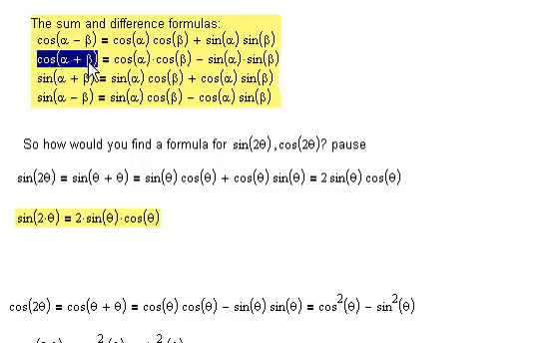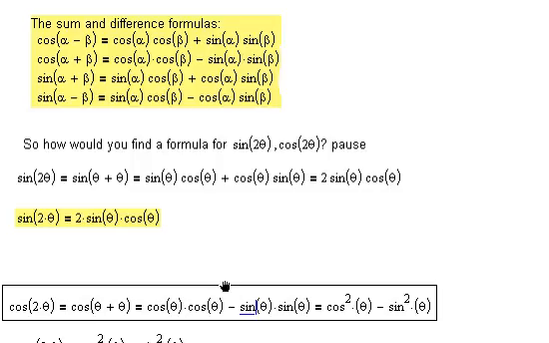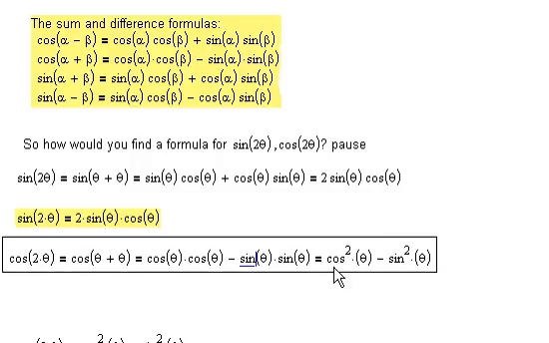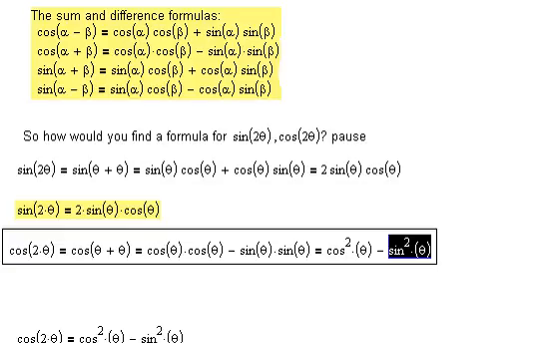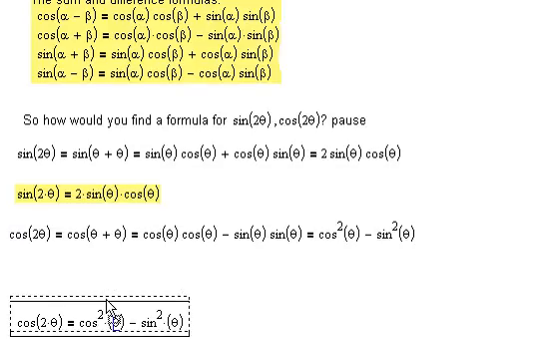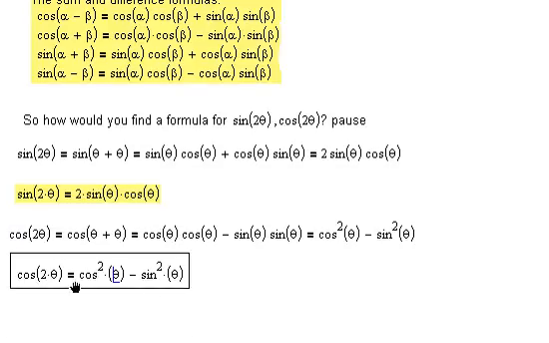Similarly, we can use this formula and derive the formula for cosine of 2 theta as cosine theta cosine theta minus sine theta sine theta. And so we wind up with one of the forms for that is just cosine squared theta minus sine squared theta. There are two other forms for this one.